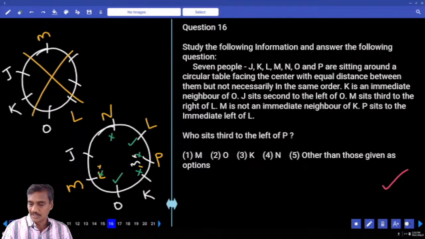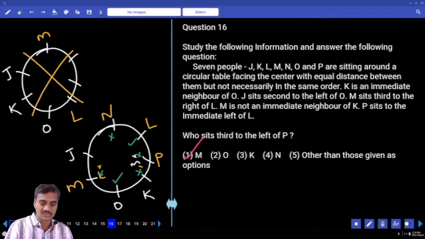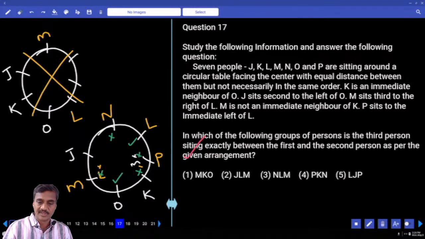And 16, who sits third to the left of P? 1, 2, 3, M. M, that is choice 1 for question number 16. And the 17th one, in which of the following groups of persons is the third person sitting exactly between the first and the second? That is, O is exactly between M and K, yes.